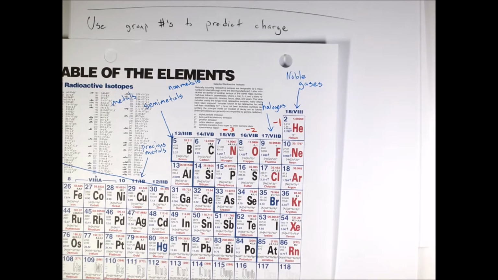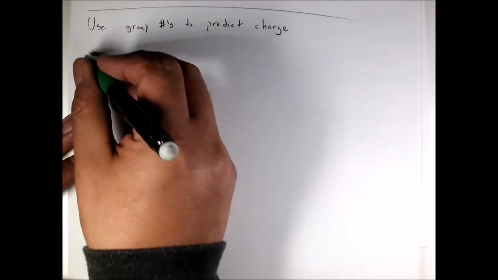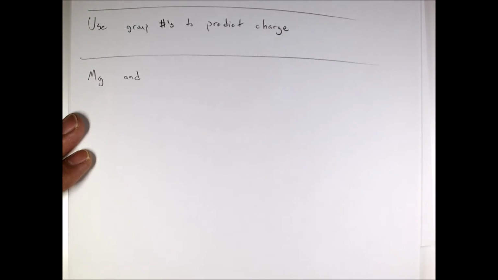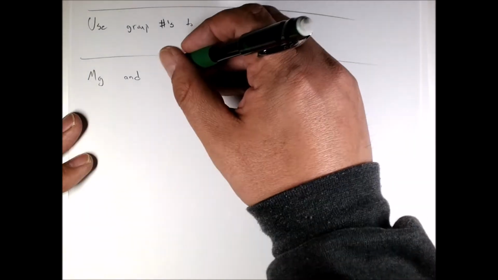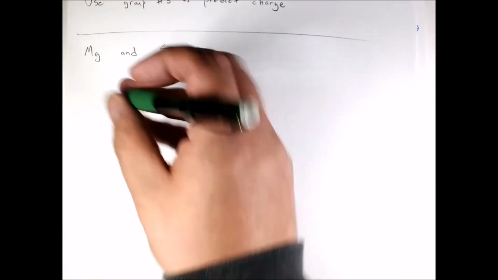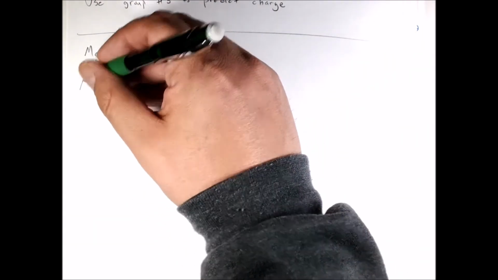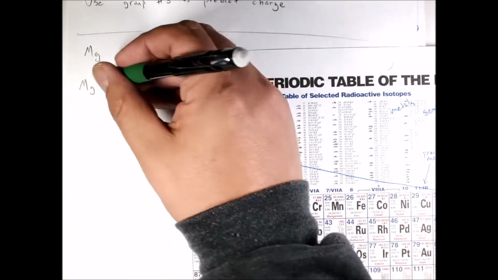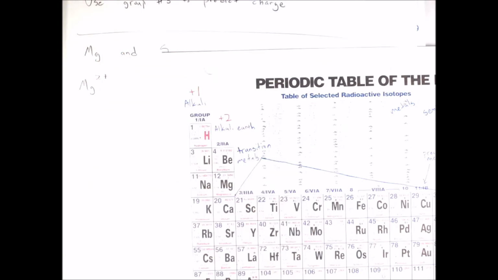All right, so let's take a look at a different example. Let's take a look at magnesium and let's say sulfur. All right, so then I use the periodic table to determine what their charges are going to be. So magnesium, I find magnesium on the table. It is in this group. So I'm going to say it has a 2+.